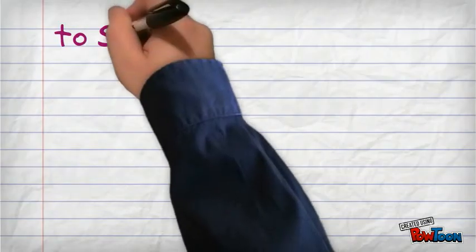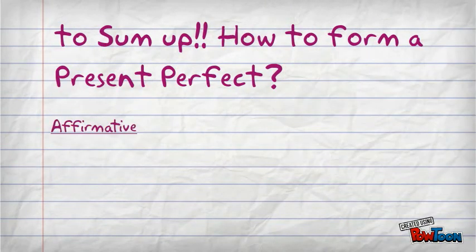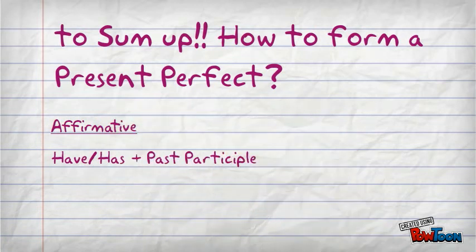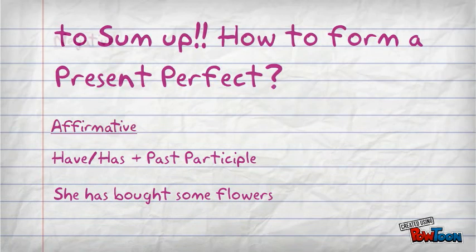Let me give you the grammar stuff. So the affirmative, how do we form the affirmative? With has or have plus the past participle. Example, she has bought some flowers.